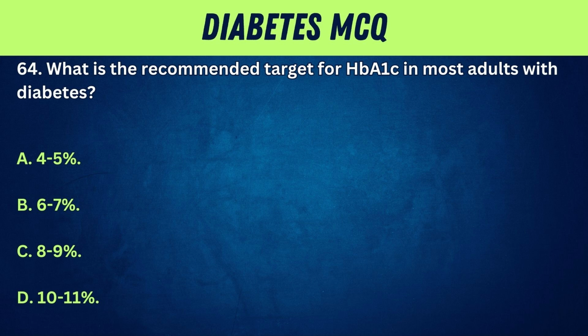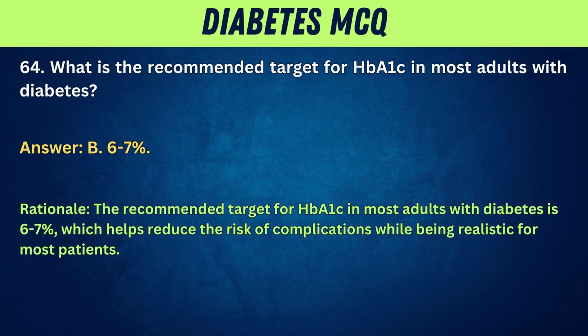64. What is the recommended target for HbA1c in most adults with diabetes? A. 4 to 5%. B. 6 to 7%. C. 8 to 9%. D. 10 to 11%. Answer: B. 6 to 7%. Rationale: the recommended target for HbA1c in most adults with diabetes is 6 to 7%, which helps reduce the risk of complications while being realistic for most patients.